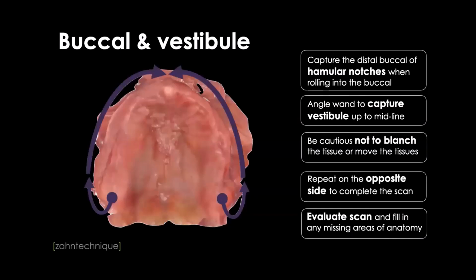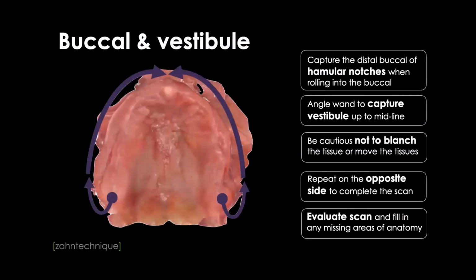And then we capture the buccal and the vestibule, capturing the distal buccal of the hamular notches when rolling onto the buccal. Angle one to capture the vestibule up to the midline, and then be cautious not to blanch the tissue or move the tissues. That's important. We don't want to move the tissue with our scanner, right? Because we want to capture it where it belongs. Repeat on the opposite side to complete the scan.